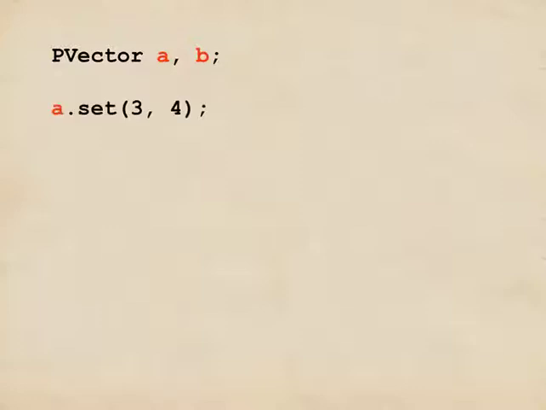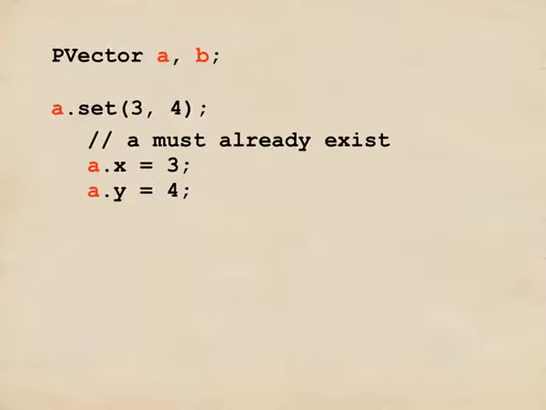We do that with the set routine. So we call it by saying a.set, which tells Processing take the object A, here a PVector, and run the function set for A. Set takes two arguments, the x and y values, and it assigns them to A. So this one line is the very same thing as these two lines, a.x equals 3, a.y equals 4. It just saves you a line of code. But remember, A must already exist. If you haven't called new PVector yet, you'll get an error because you're trying to set the values of A before A exists.